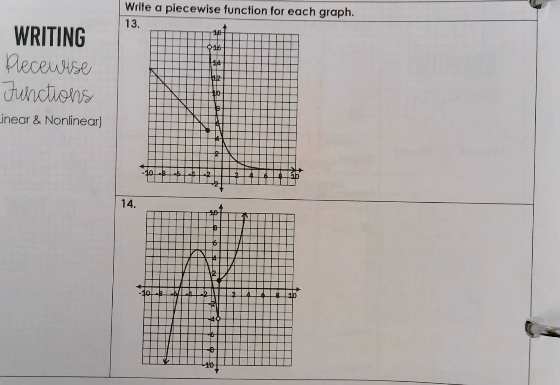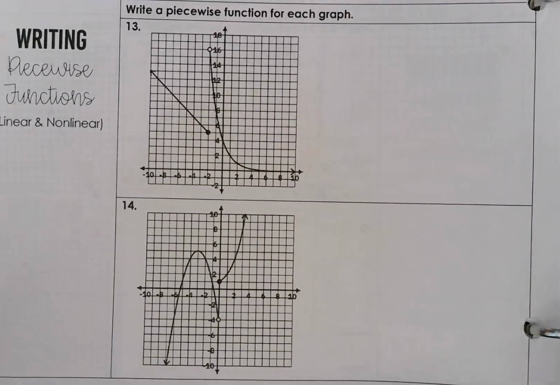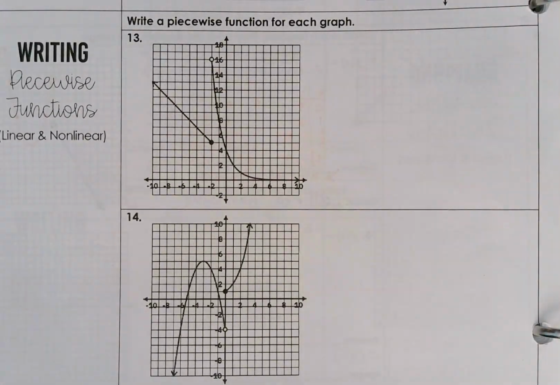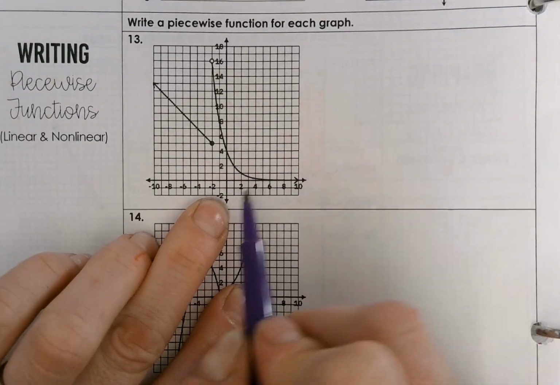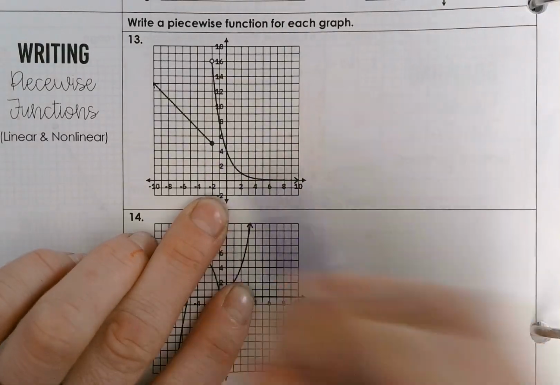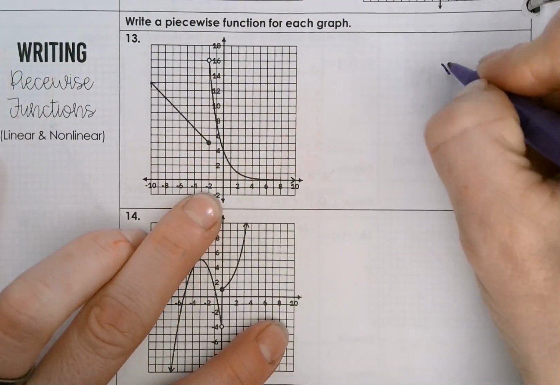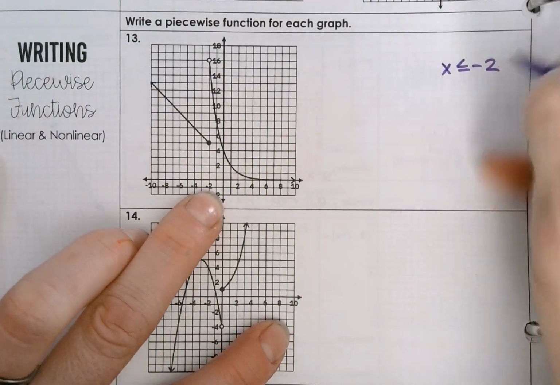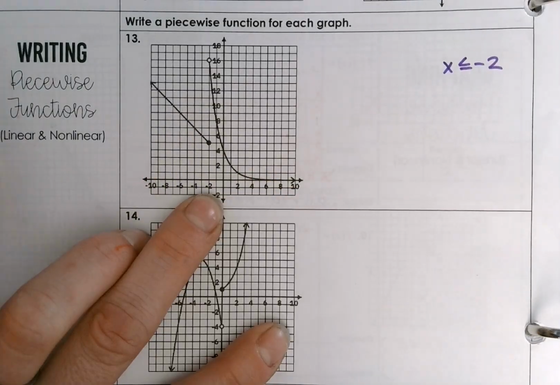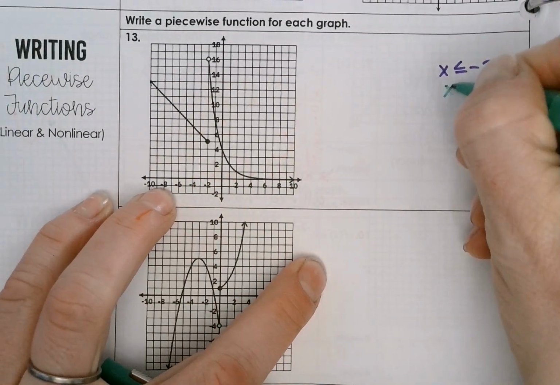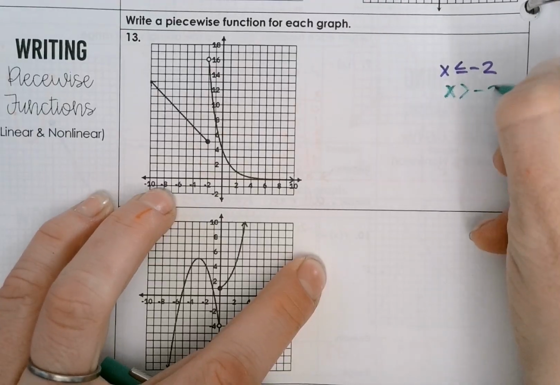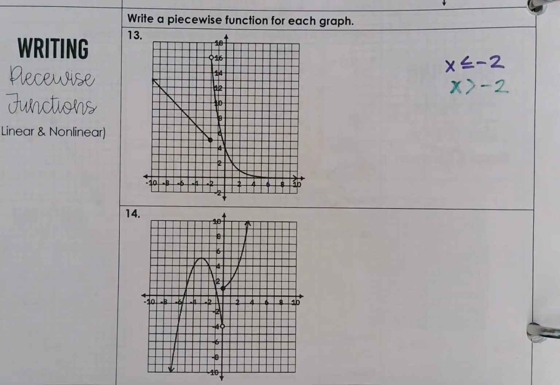So, writing piecewise functions. We need to identify which section of the graph these are in. So it looks like for number 13, we're separating the two pieces at -2. So one of them is x is less than or equal to -2. That's this line here. And the other one is x is greater than -2. That's the exponential.